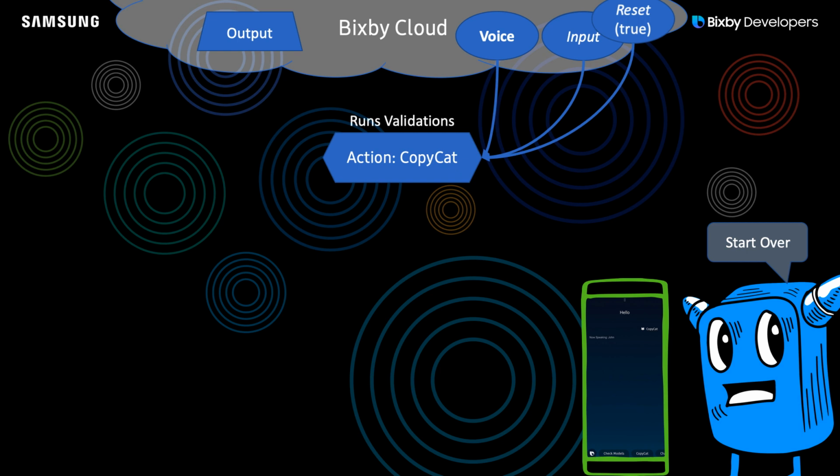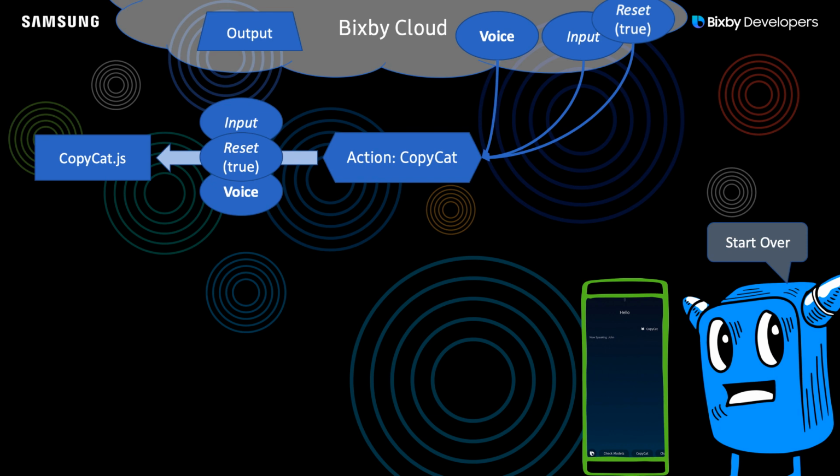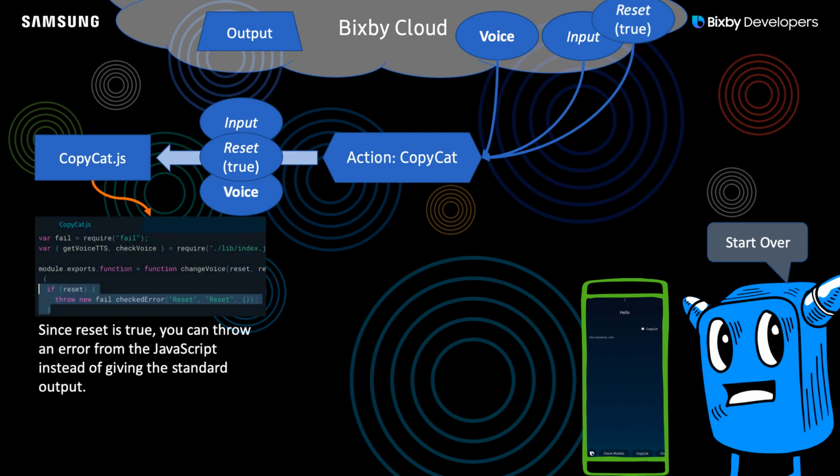So now it runs validations on voice and input, if it has any, and I'll give a quick demonstration of those later. And then it feeds all three of these, input, reset, and voice, into copycat.js. But in the JS file, we have a library called fail. And what we can do with it is check to see if the reset boolean is true. And if it is true, then we throw an error called reset. So since reset is true, you can throw this JavaScript error out.